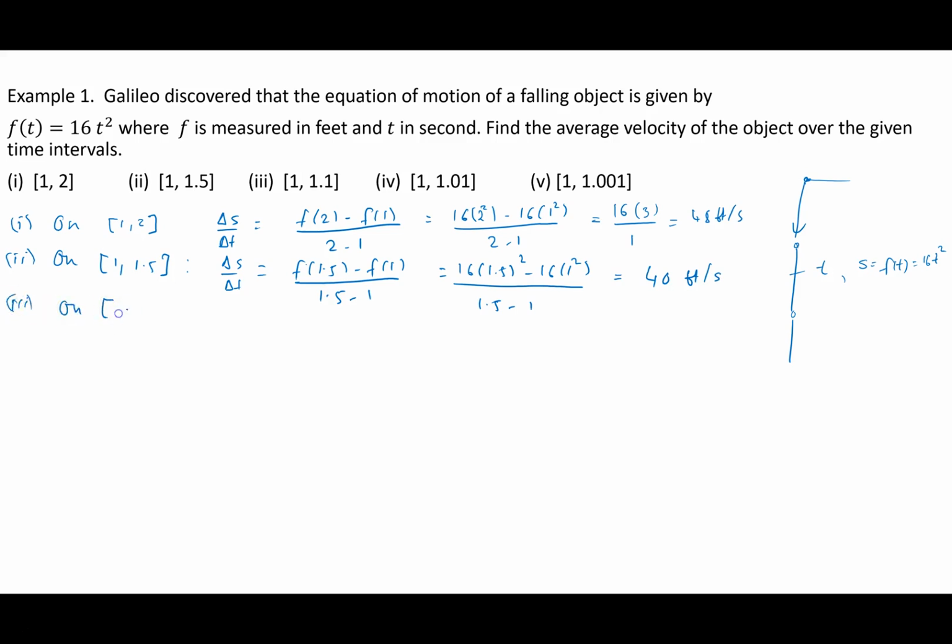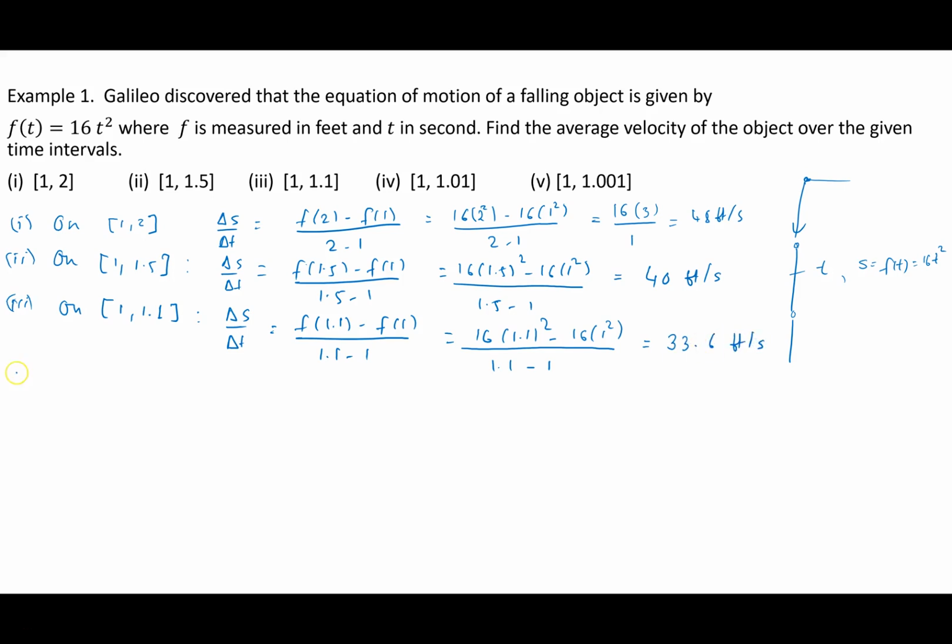And on the interval 1, 1.1, the average velocity is again change in position. So f of 1.1 minus f of 1 over 1.1 minus 1, and that's using the same function, 16 times 1.1 square minus 16 times 1 square divided by 1.1 minus 1. And if you use your calculator, you will get the number 33.6 feet per second.